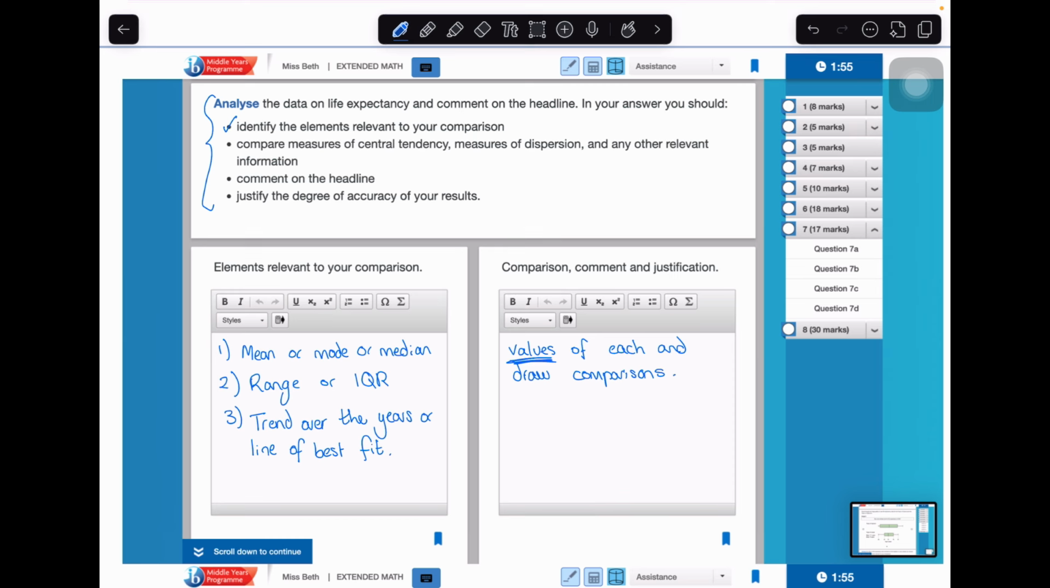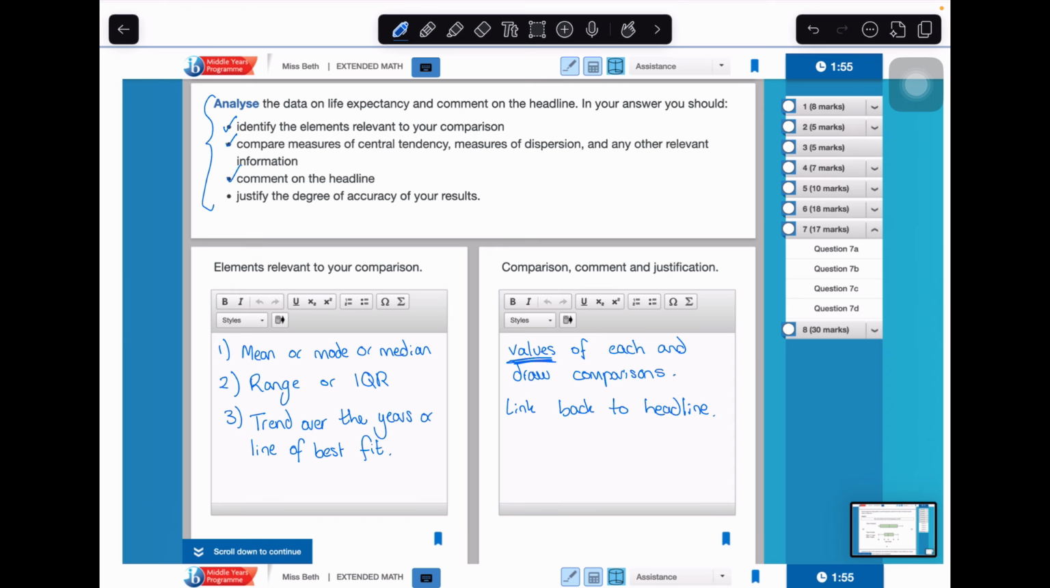After that part, you need to comment on the headline. You need to refer to all the things you've just talked about and link back to the headline. What is the headline saying? Do you agree with it? Does your data show that you should agree with it? Does it cast any doubt? What is your comment on the headline having looked at the data? So link back to the headline.